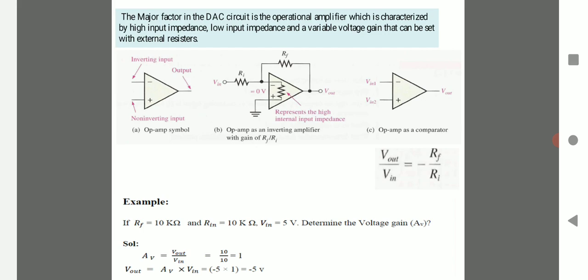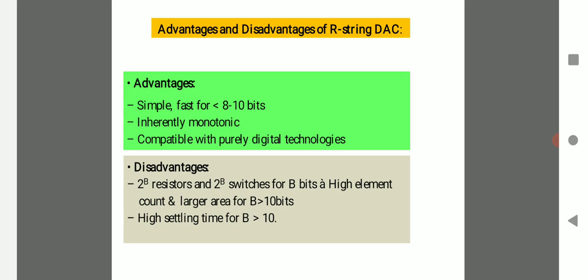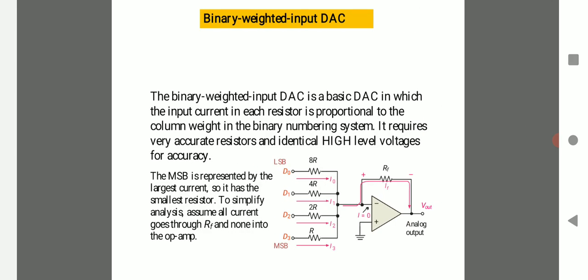This can be used to represent the analog voltage depending on the resolution of the A to D converter. You can see the advantage and disadvantage. It is simple, fast, inherently monotonic and compatible. The disadvantage is that 2 power 8 resistors and 2 power 8 switches for B bits are needed, and there are high settling times for B greater than 10. The binary weighted digital to analog converter is the basic one, in which the input current is proportional to the binary value, and the resolution is given in the form of 2 power 4 minus 1.